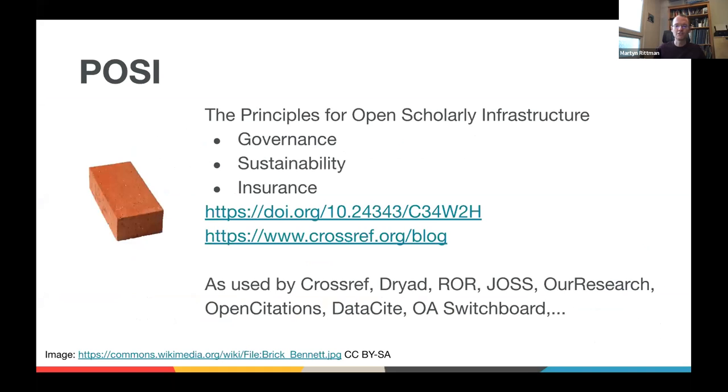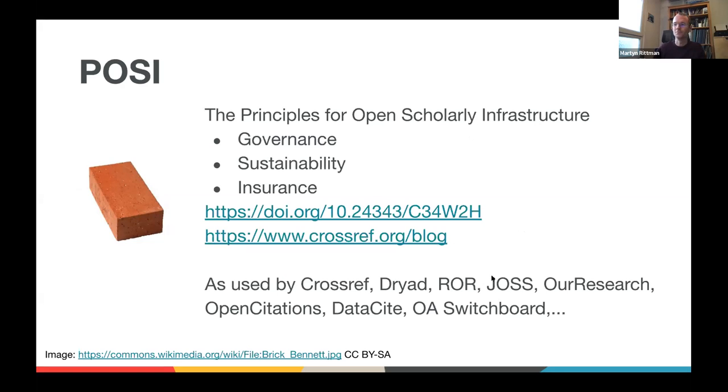I'm a product manager at Crossref, and I'm going to be talking about putting metadata to work. I'm going to start with the principles of open scholarly infrastructure. These were written back in 2016, but we had followed them for a while and formally adopted them in November 2020. If you're running an open scholarly infrastructure organization, I'd recommend that you look at them. They cover areas of governance, sustainability, and insurance, which is what happens if we go violently off mission, or if Crossref doesn't exist anymore. There's a link to the POSI website there, and the blog as well.